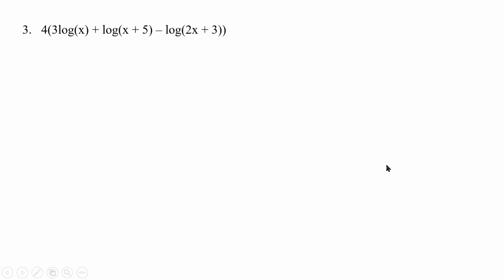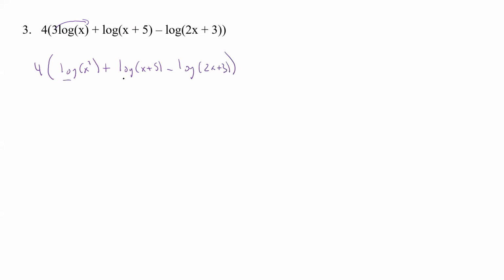All right, so what about this one? Well, this one I'm going to work with inside of parentheses first, get that simplified, and then worry about that 4 out front last. So that 3 is going to go up, and then I don't have anything else. And so then I'm going to have 4 times log of x cubed, then plus log of x plus 5, then minus the log of 2x plus 3.